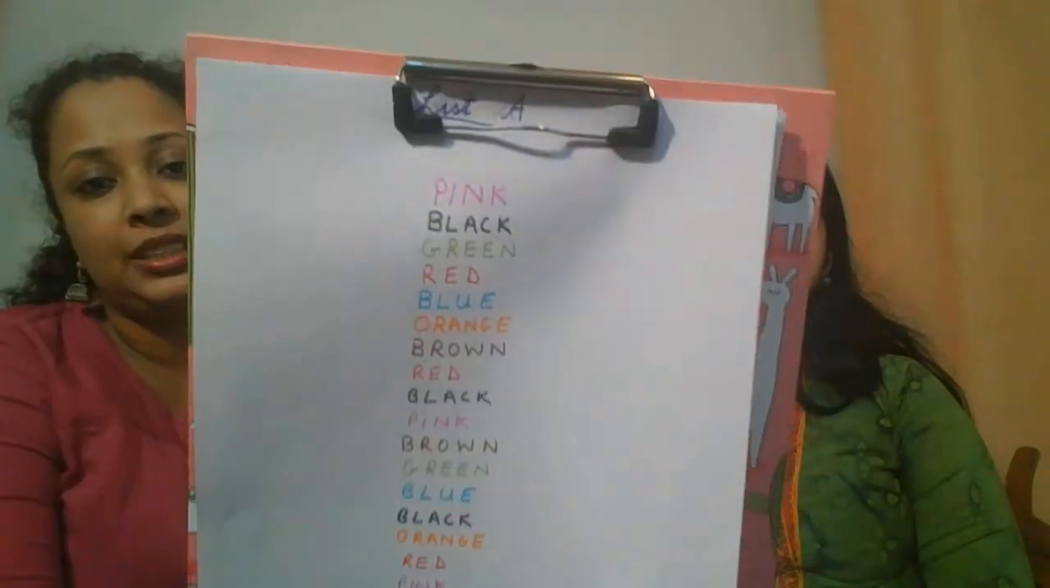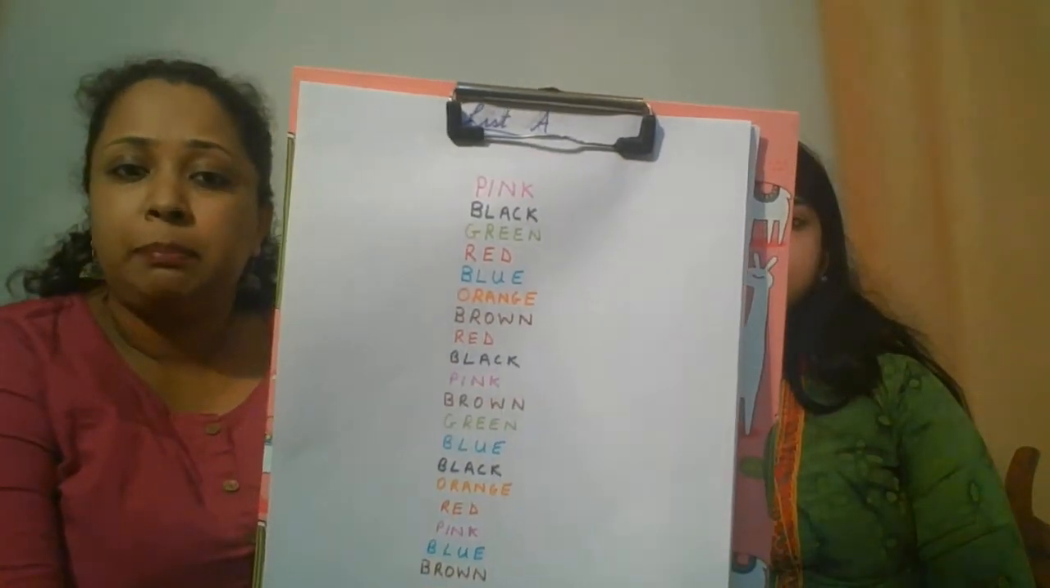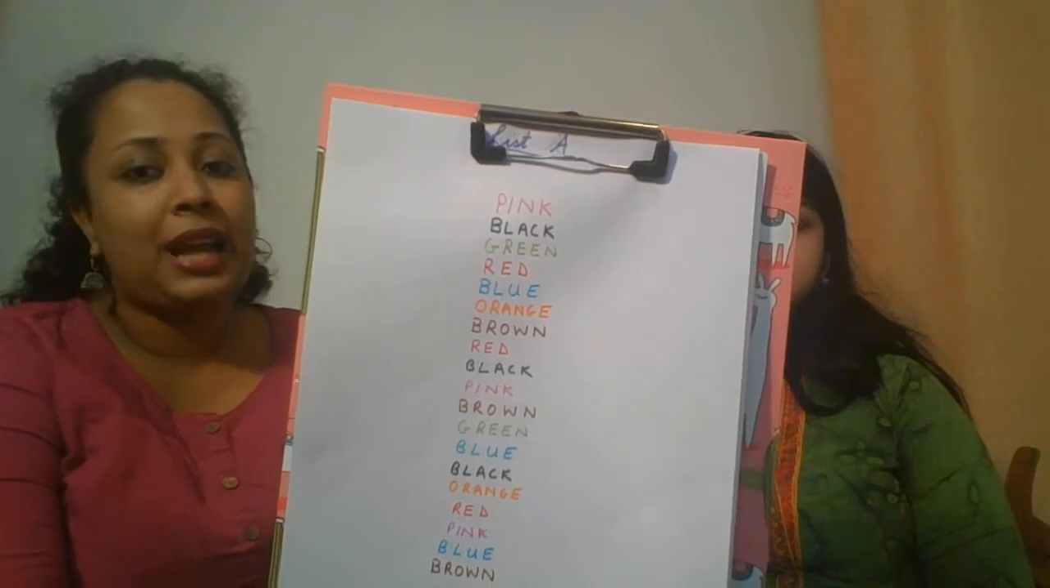In today's experiment, we are going to use congruent and non-congruent color lists. In the congruent list, the color of the ink and the name of the color is the same. For example, pink is written in pink ink, black is written in black ink, green is written in green ink. This is a congruent list.